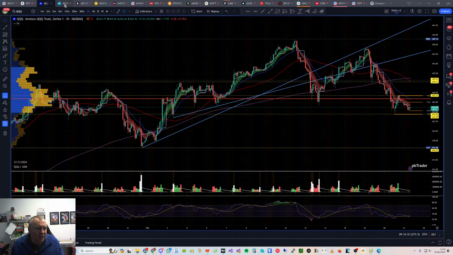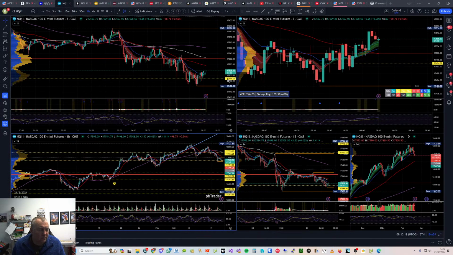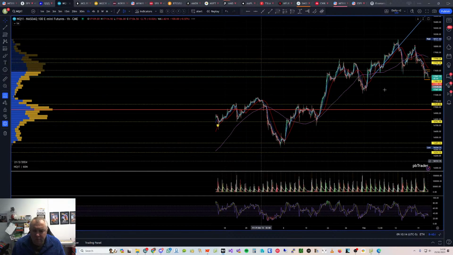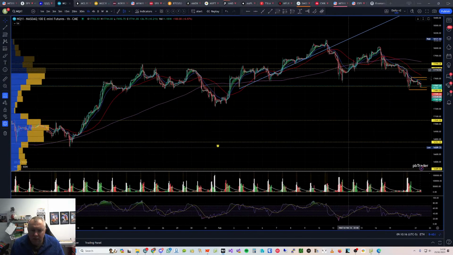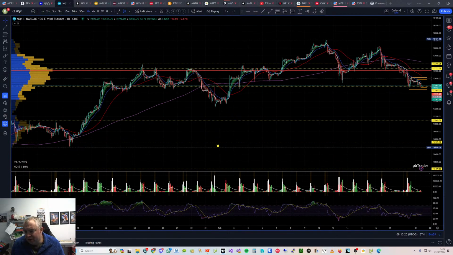So let's look at Nasdaq next. We can get rid of this trend line, I don't need that anymore. So again, you can see that same not perfect head and shoulders pattern. Neckline is the area we've had marked up for some time, the 17,500 area, this area here.